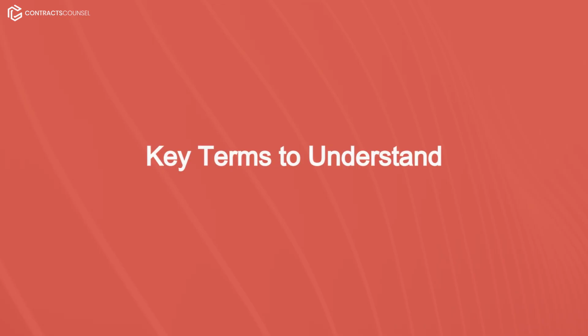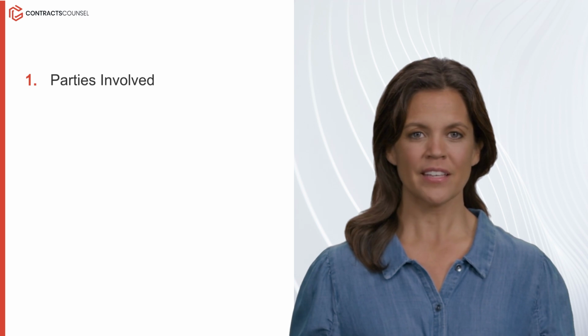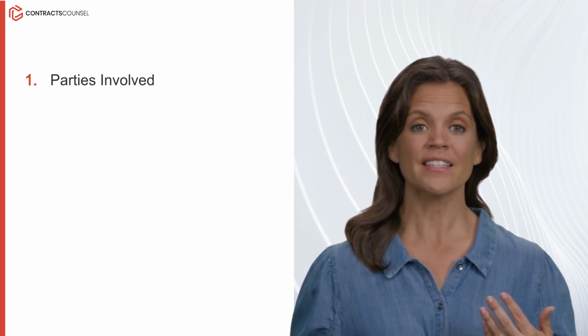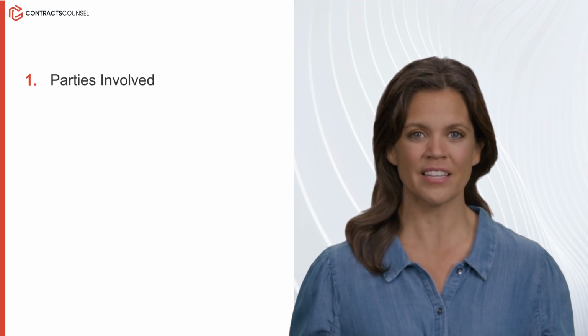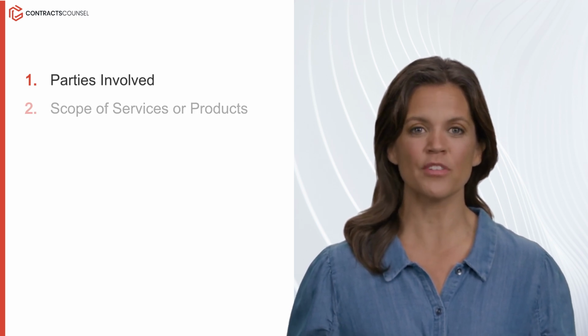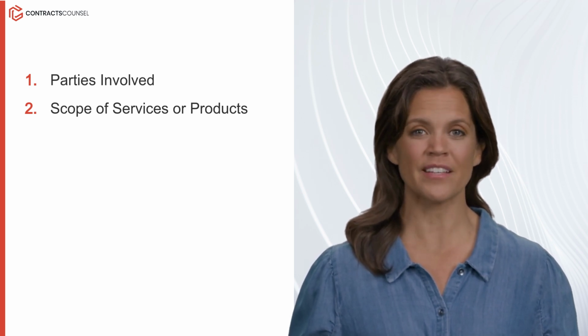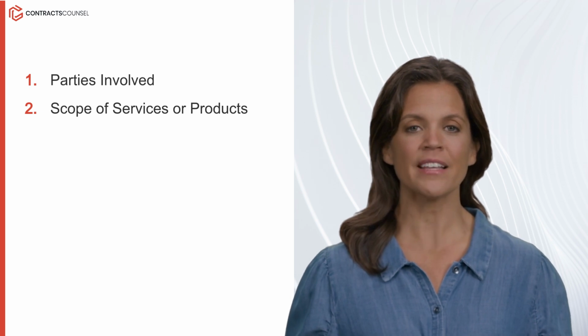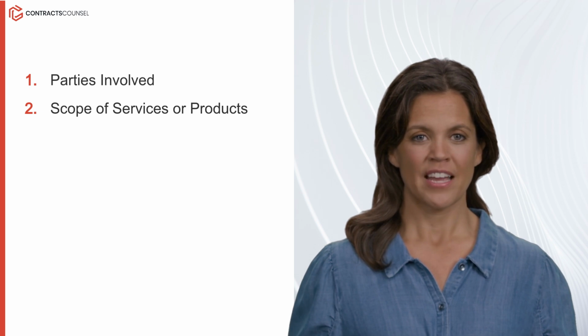Key terms to understand. Customer contracts contain many important terms that you should understand. Here are some key terms to look for. 1. Parties involved. Ensure that the names and details of both the business and the customer are correctly stated. Make sure the full legal names of the entities or individuals are used. 2. Scope of services or products. Review the section that specifies the products or services being provided, including detailed descriptions, specifications, and delivery schedules.